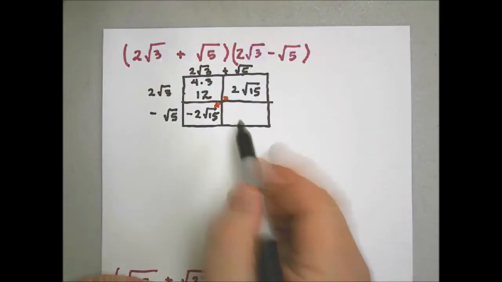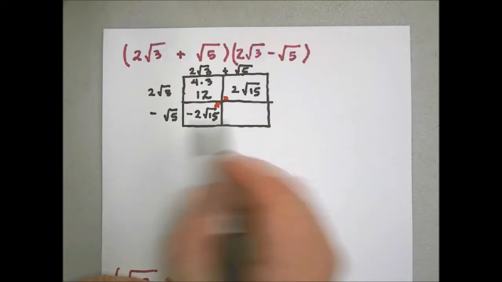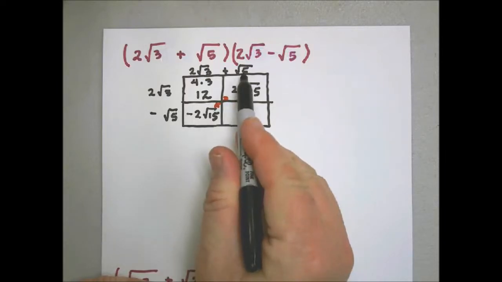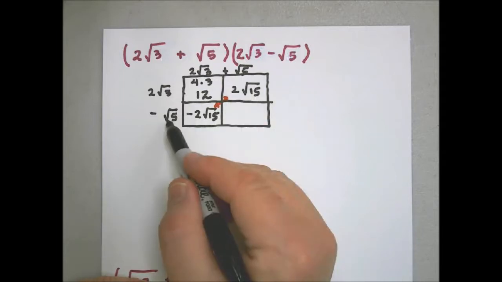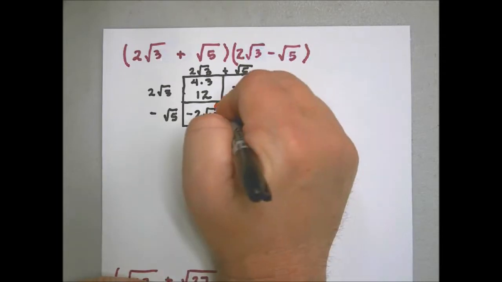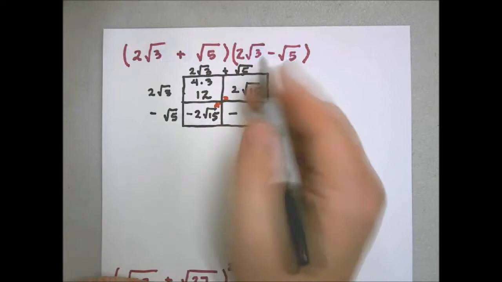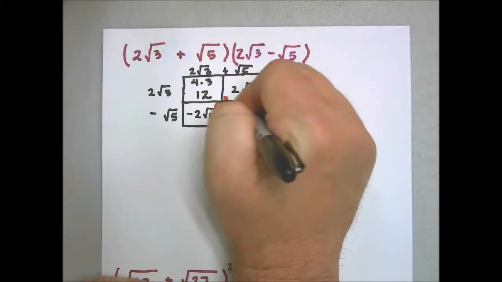Now let's move on to this cell down here. What's positive root 5 times negative root 5? Well, positive times negative is negative, and root 5 times root 5 is simply 5.